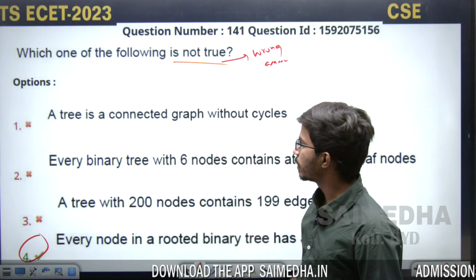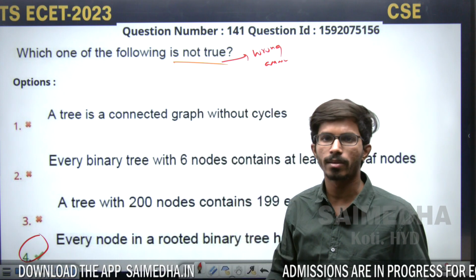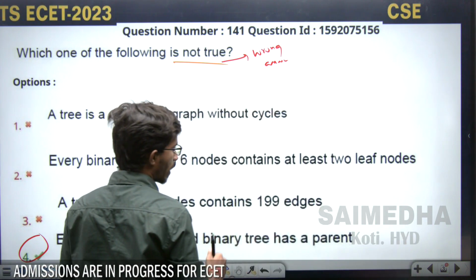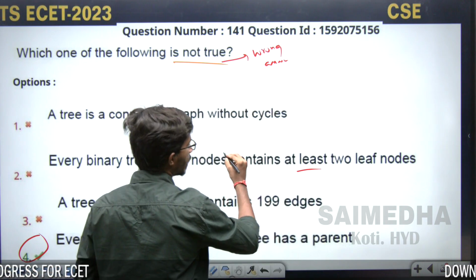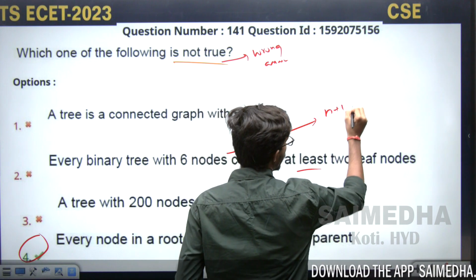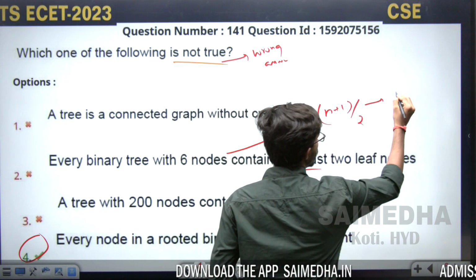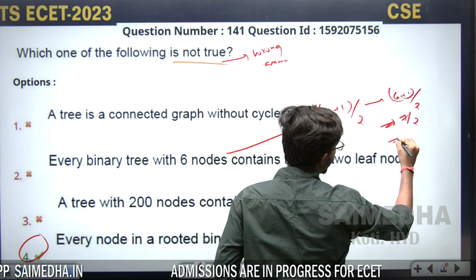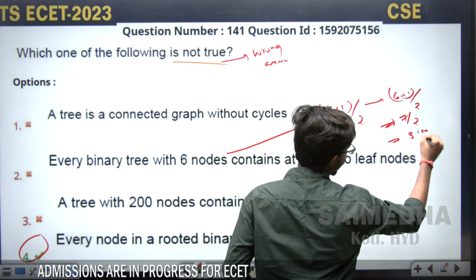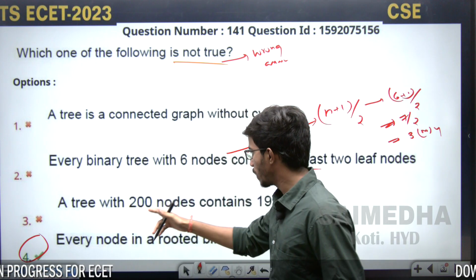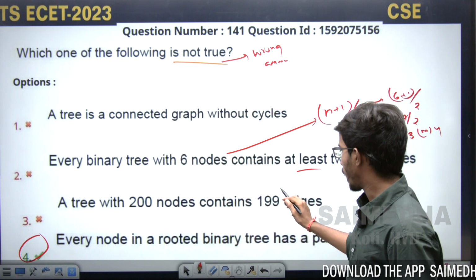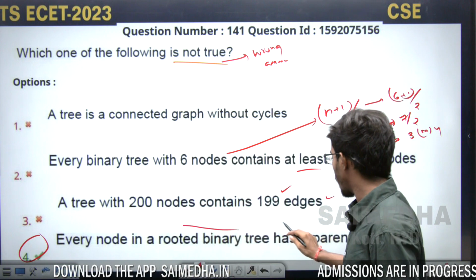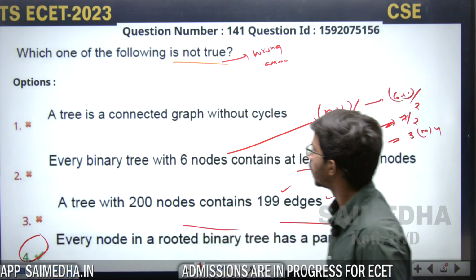If you take the first option, a tree is a connected graph without cycles. Yes, there will be no cycles in a tree, and every binary tree with 6 nodes can contain at least 2 leaf nodes. What's the formula for calculating the leaf nodes for a binary tree? It's (n plus 1) by 2, right? n is 6, so 6 plus 1 is 7, 7 by 2, you can take a floor or ceiling, so it will be 3 or 4 leaf nodes. A tree with 200 nodes can contain 199 edges. This option is also right. So the not true one is: every node in a rooted binary tree has a parent. This is not the right option.